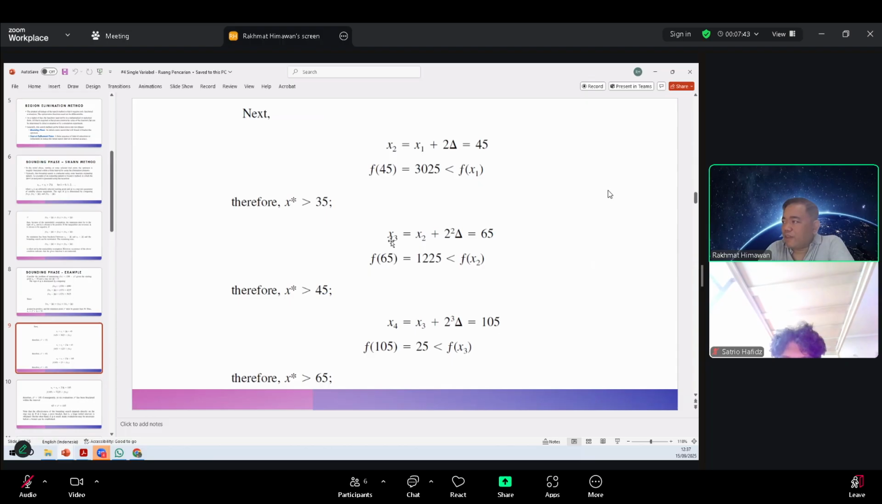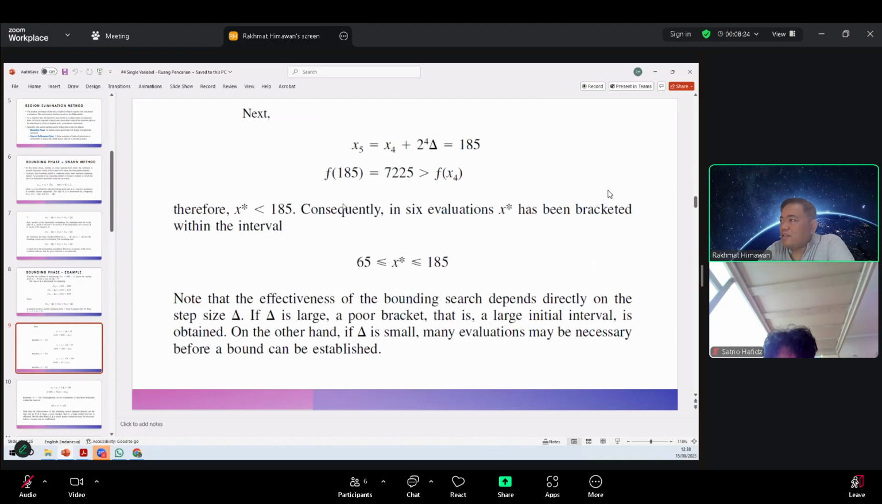And we put 65, x3, into the f. We got 1,200, even less. It's good, we are getting better now, getting more minimum. And then we continue. Now x star is greater than 45. We now define x4, which with the formula we get 105. Putting into the f, now f is 25, even less than this. Good, great. You want to find the minimum, right?